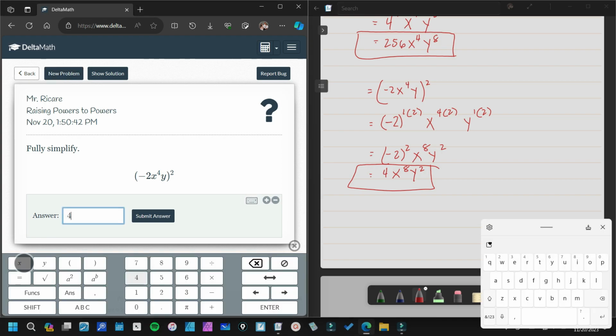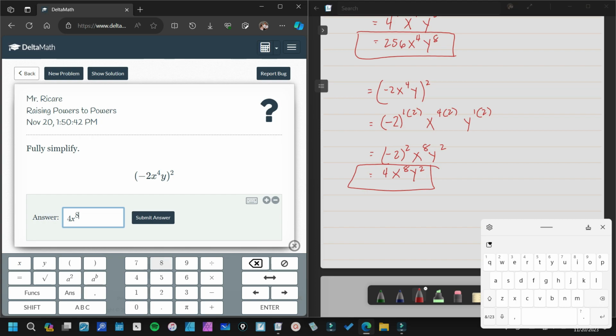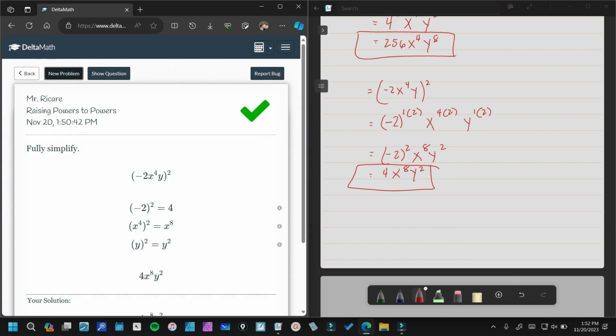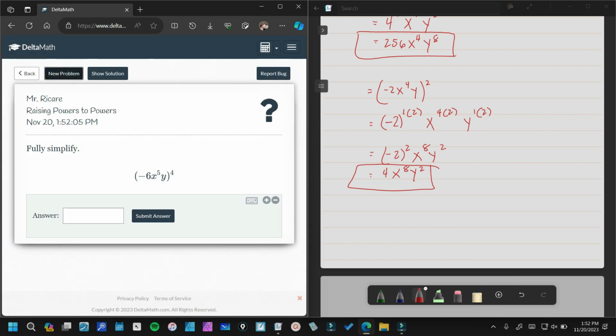So 4x raised to 8, and then y squared. All right, let's go to the last example.